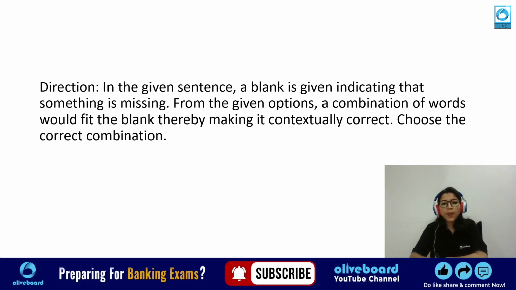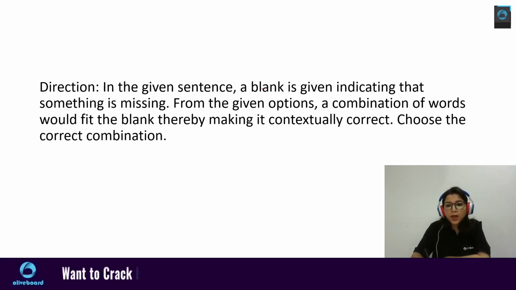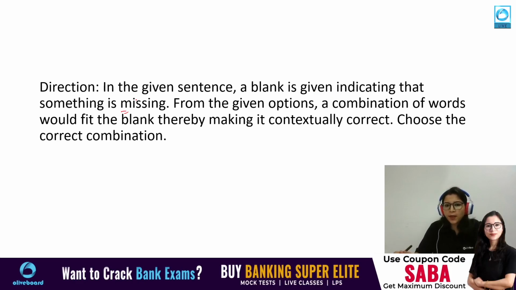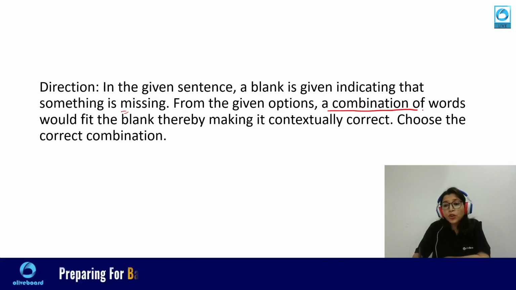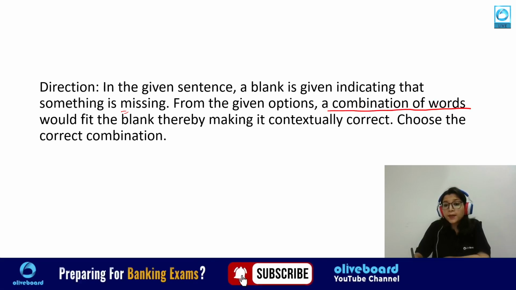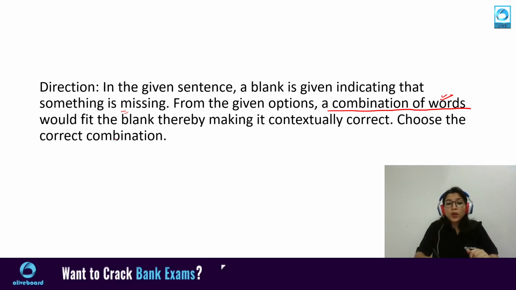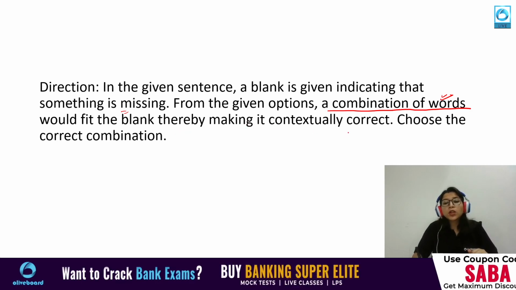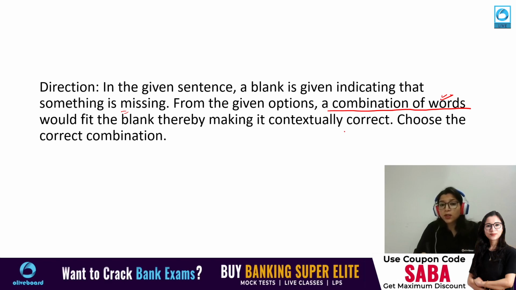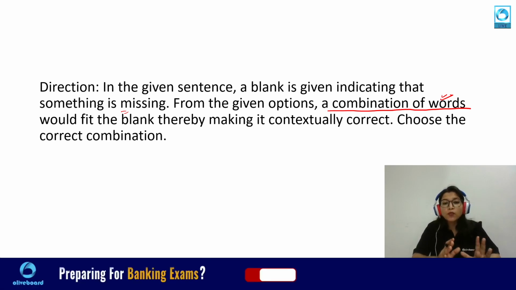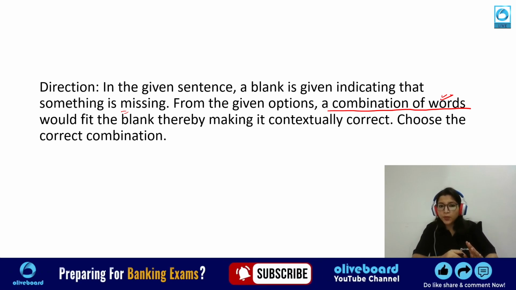Okay, let's see. In the given sentence, a blank is given indicating that something is missing. Fill in the blanks में blank है जहाँ पे कुछ missing है. From the given options, a combination of words. Now see here. Here you may use a combination of words. एक ही word नहीं fit बैठेगा. More than one word can fit into that blank, thereby making it contextually correct. एक से ज्यादा word fit हो सकता है उसको contextually correct बनाने के लिए. You have to choose the correct combination of the words. Okay.